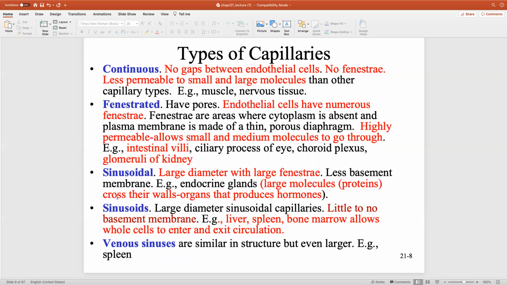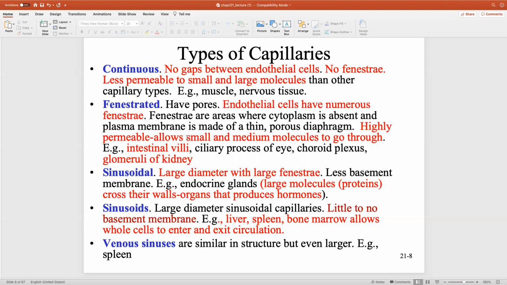Perfect. So fenestrated capillaries allow small and medium molecules like tripeptides and polypeptides that we ingest and digest to go from the lumen of the GI tract through the cells that absorb the polypeptide and the tripeptide and into the bloodstream. Because in the capillaries, you have fenestrated capillaries that don't have a diaphragm and allow larger molecules to get through.